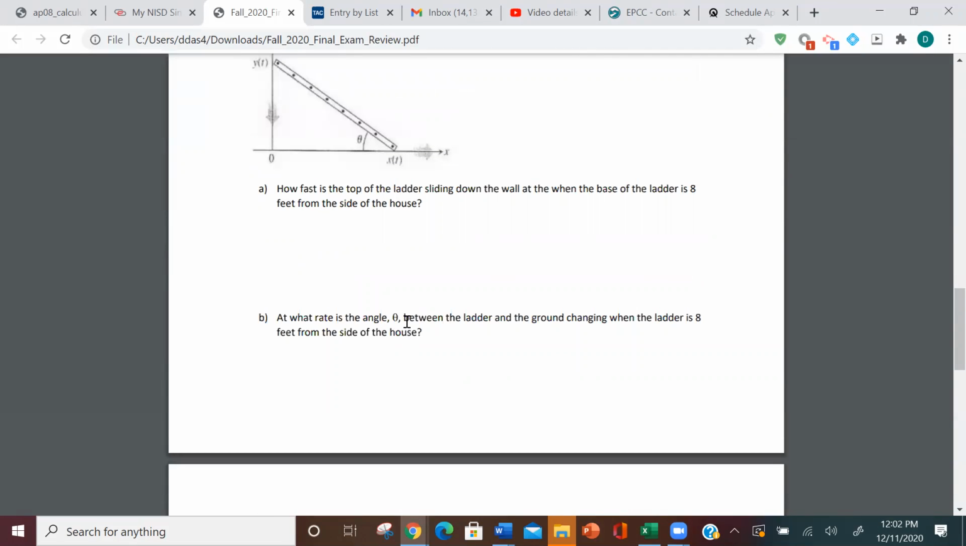At what rate is the angle changing? The rate of the angle, d theta/dt, is changing at. Do you get what I'm saying? That's a good, quick explanatory statement for you.